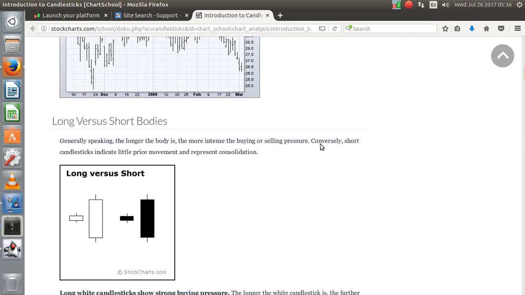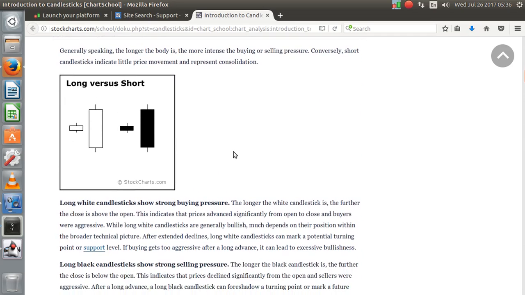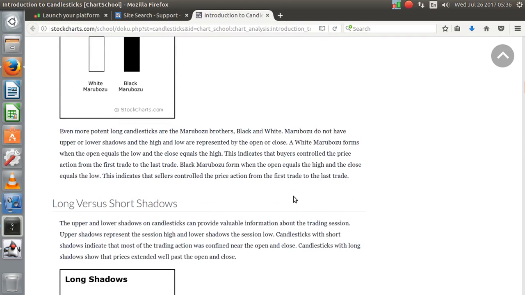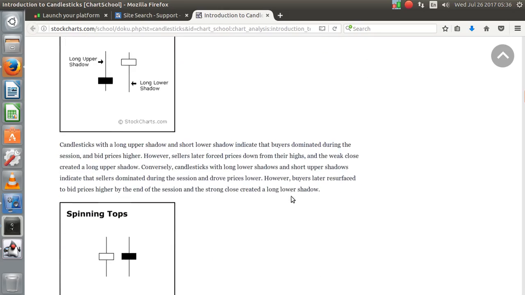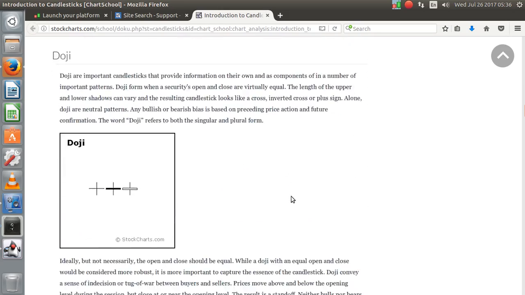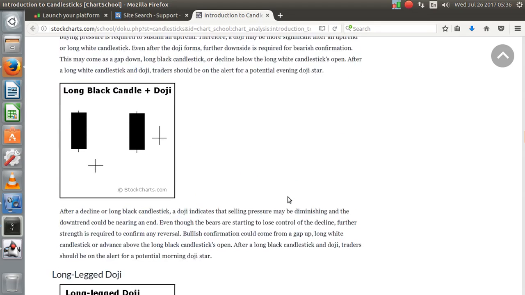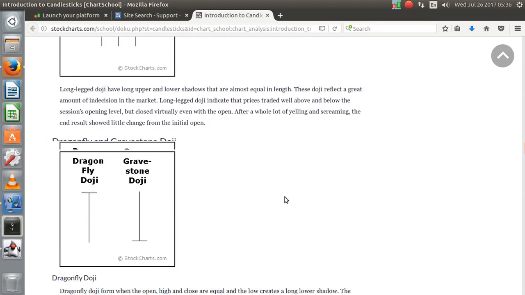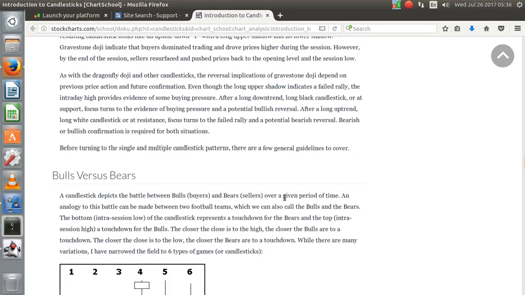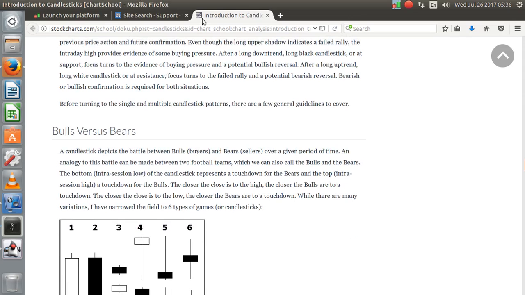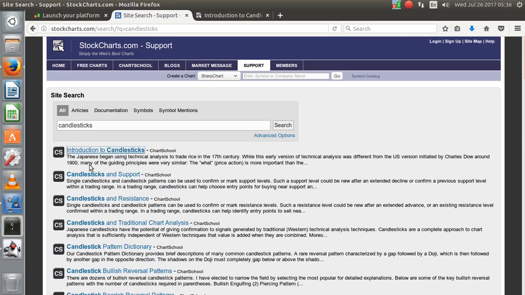So, long versus short bodies and the story about that. This is your assignment. Sorry if you get dizzy by my scrolling down a little fast, but this is your assignment. It's up to you to research this now. Introduction to Candlestick. This is the click here from Chart School. Just type in Candlestick and you'll get Introduction to Candlesticks, which we have here.